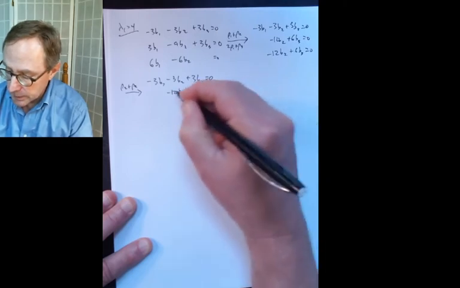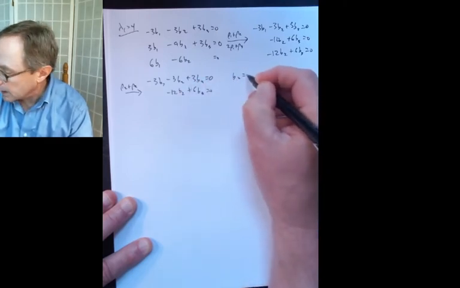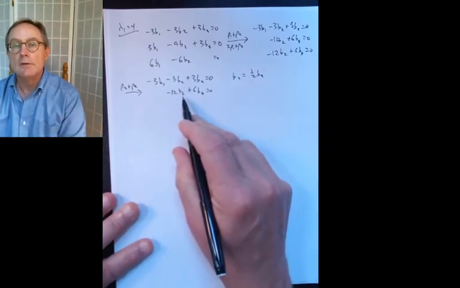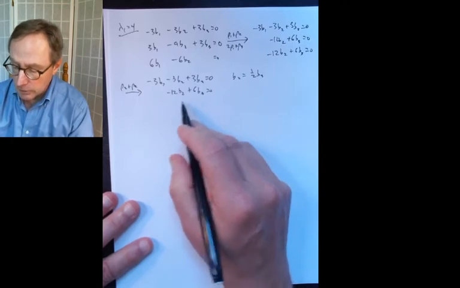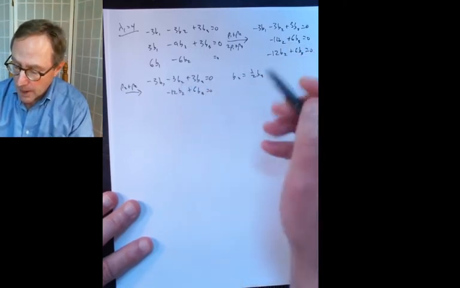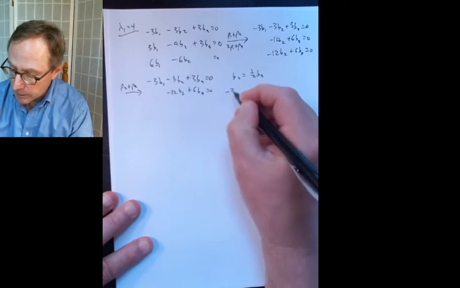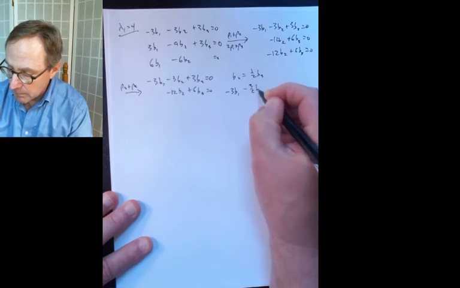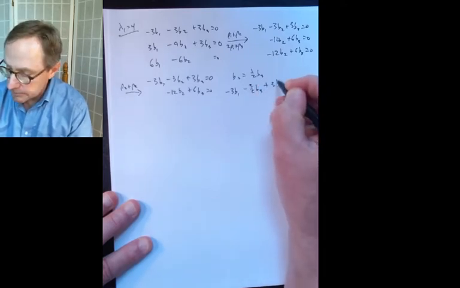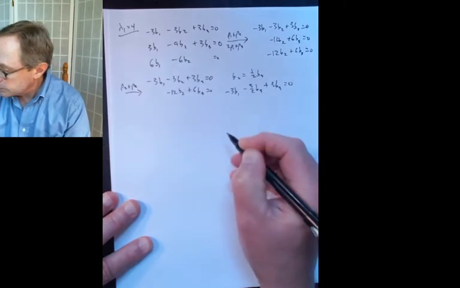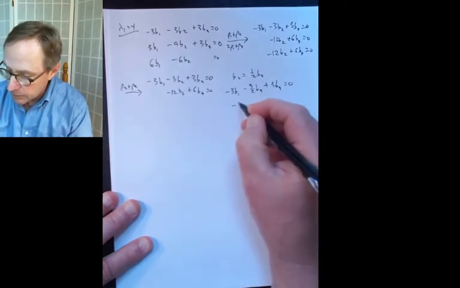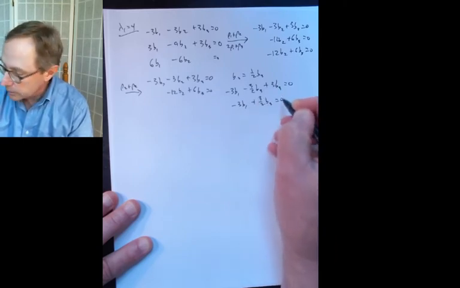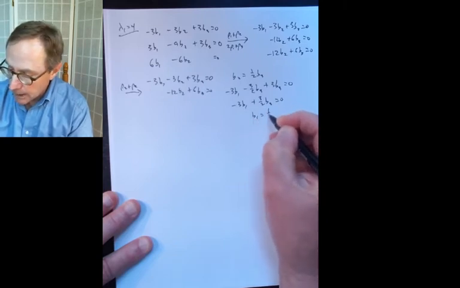And so I get that b2 is 1/2 of b3. Obviously b3 is free, and so I'm expressing b2 in terms of b3. And then plug that back into the original equation, into the top equation, minus 3b1 minus 3/2 b3 plus 3b3 equals 0, gives me minus 3b1 plus 3/2 b3 equals 0, and so b1 is 1/2 of b3.